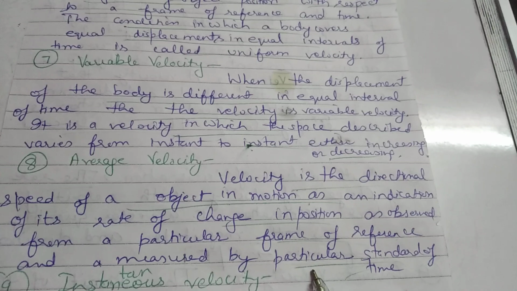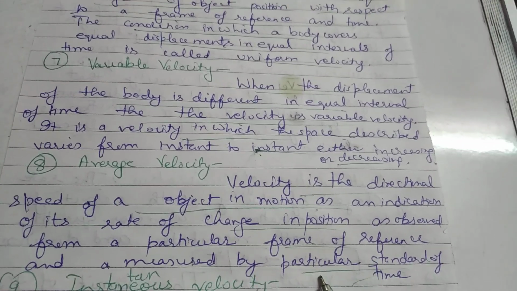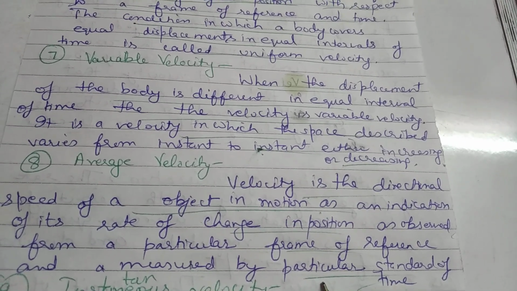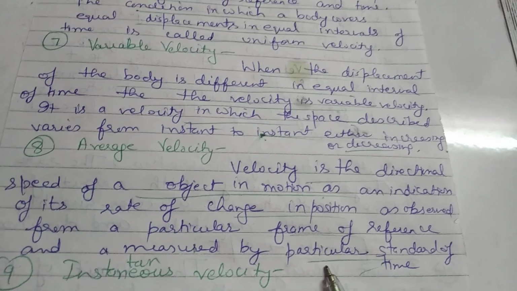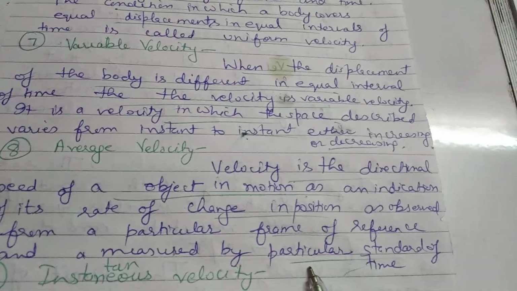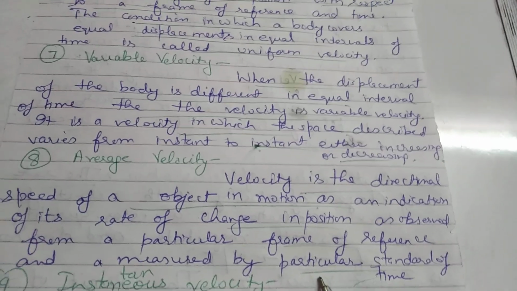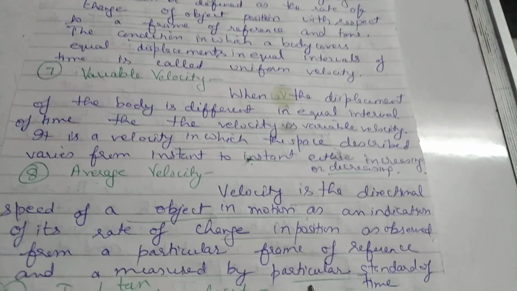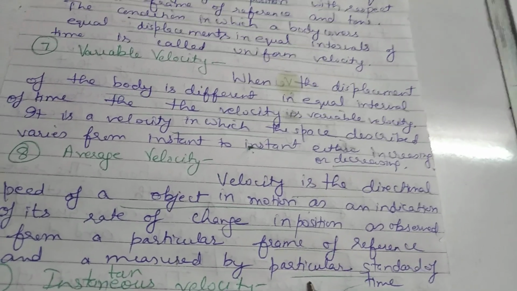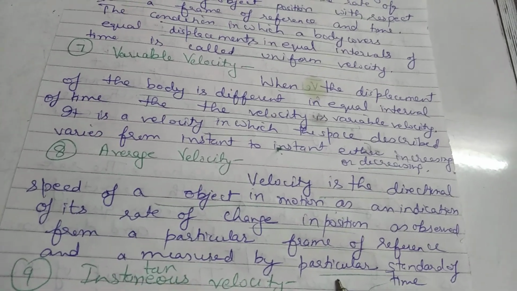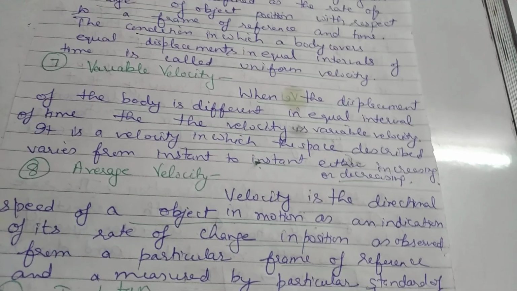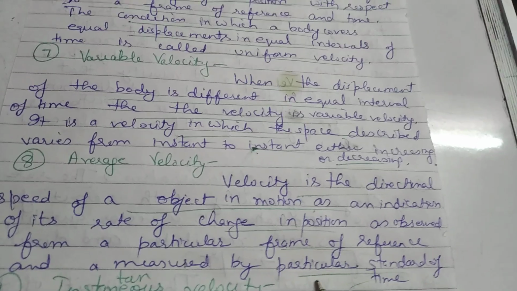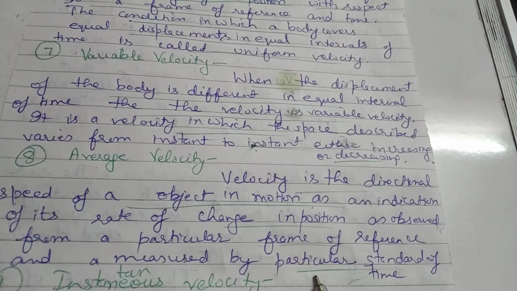Now, average velocity. Velocity is the directional speed of an object in motion as an indication of its rate of change in position as observed for a particular frame of reference and measured by a particular standard of time. That is the average velocity. Speed and change in position are very important in average velocity.